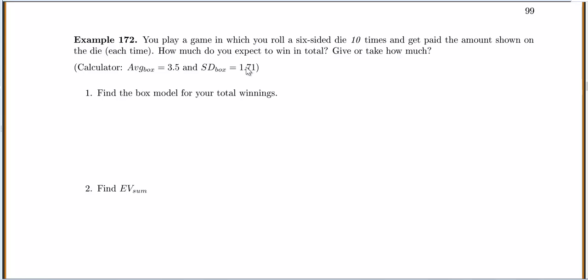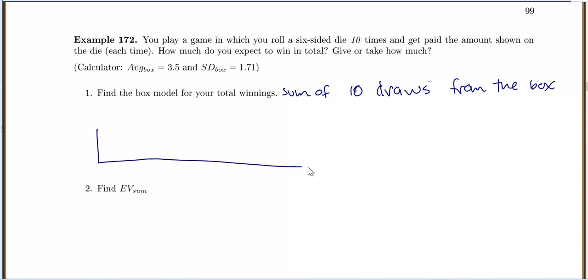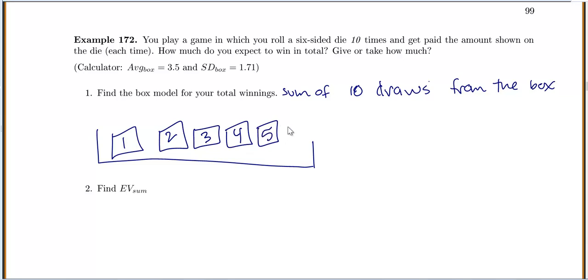I'll do the same thing. I'll tell you the average and standard deviation of the box. So number one, find the box model for your total winnings. Let's see, so we're rolling the die 10 times. So it's going to be the sum of 10 draws from the box. And what needs to go into the box? You roll the die and you get paid the amount shown on the die. So the amounts you can have are 1, 2, 3, 4, 5, 6. So after you roll the die 10 times, you just add up all of your winnings to find the total.